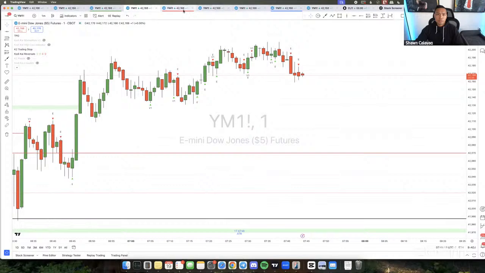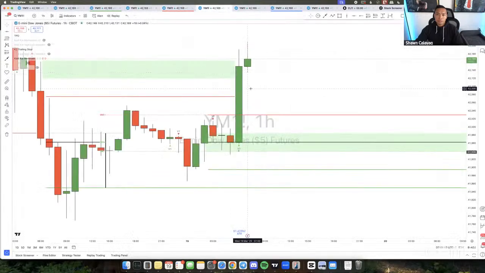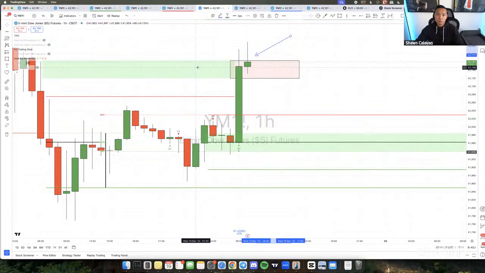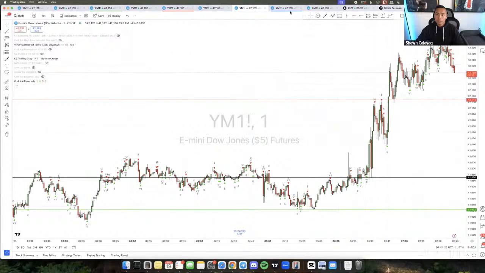There's no confluences here on the 1 minute market profile. There's no confluences here on the 30 minute. There's somewhat of a confluence here on the 1 hour. So if this pushes down a little further and rejects off the point of control, we could have possible confirmation or confluence here on the 1 hour, but that's about it. There's nothing here on the volume profile.